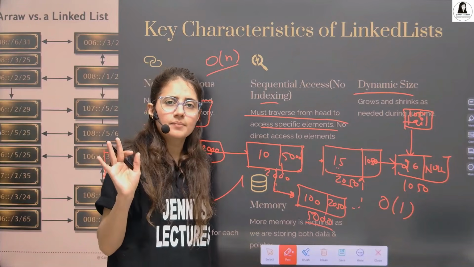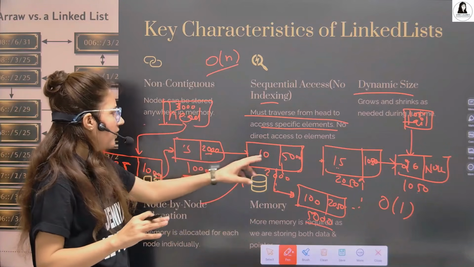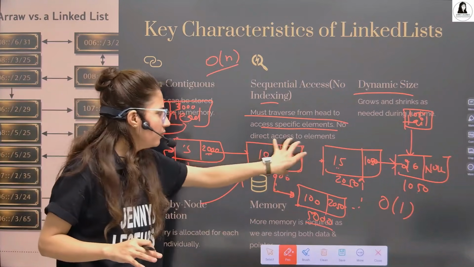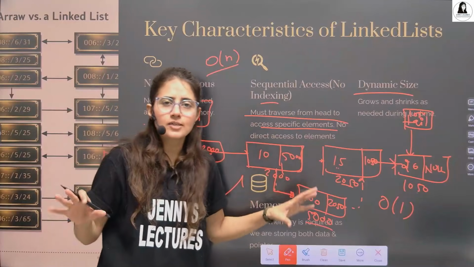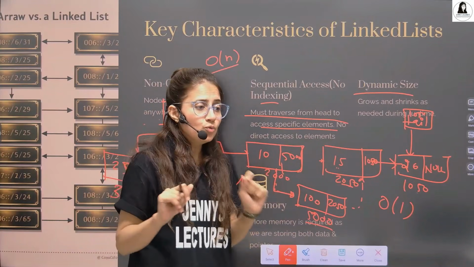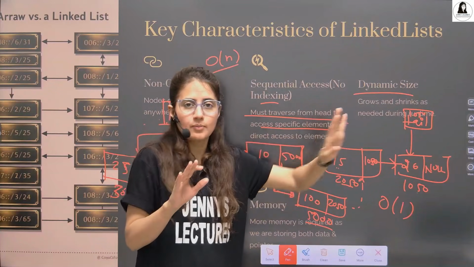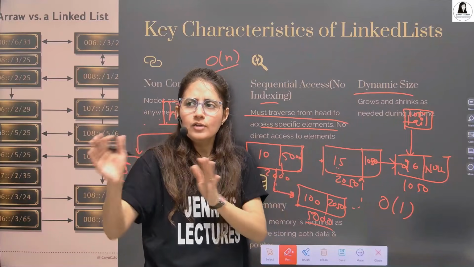Right? Deletion is also the same. You can delete from here, just update this node. You can delete from here, just update these addresses. That's it. No shifting is required. That's why, when you have some type of data and the requirement is that you frequently have to insert and delete, a linked list is useful.